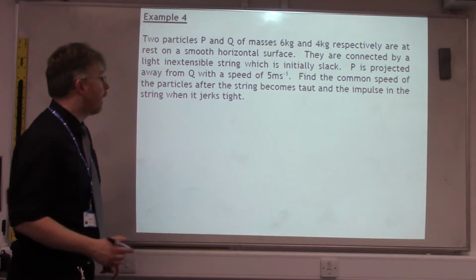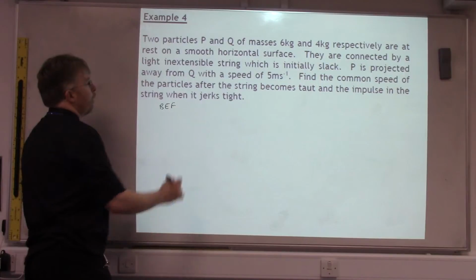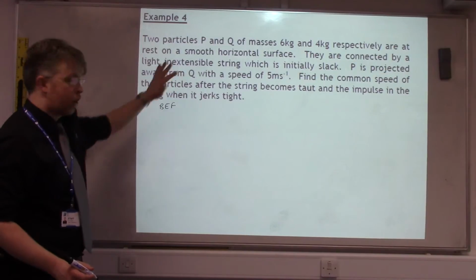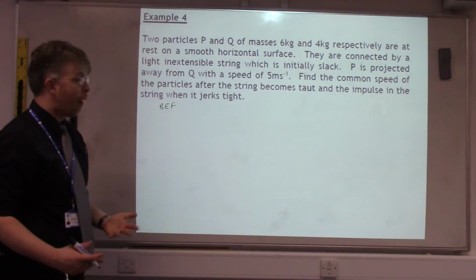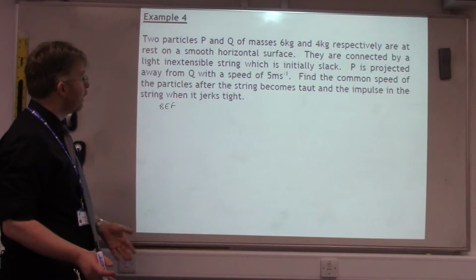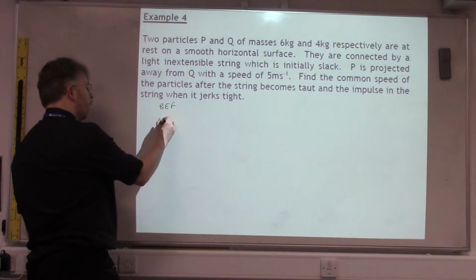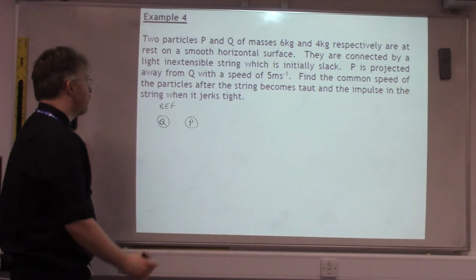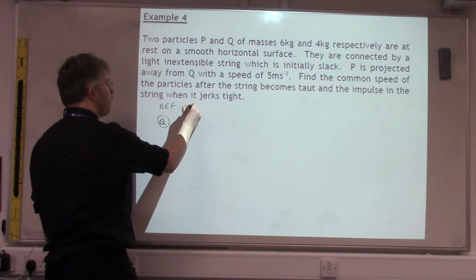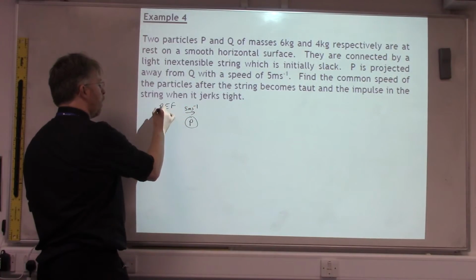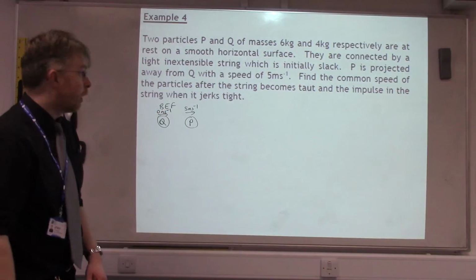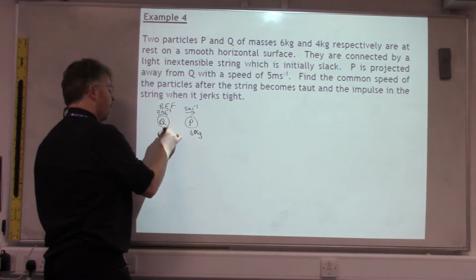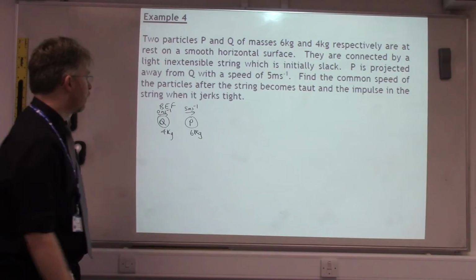So before and after, again, we've got 2 particles, P and Q, connected by a light inextensible string, initially slack. That's just to say that the string has no mass, and we're not going to take its weight into account. P is projected away from Q, so to get this scenario the right way around, we'll put Q on the left and P on the right. And P is projected away with a speed of 5 meters per second. And Q will not be moving at that point. Now P has mass 6 kilograms and Q 4 kilograms.